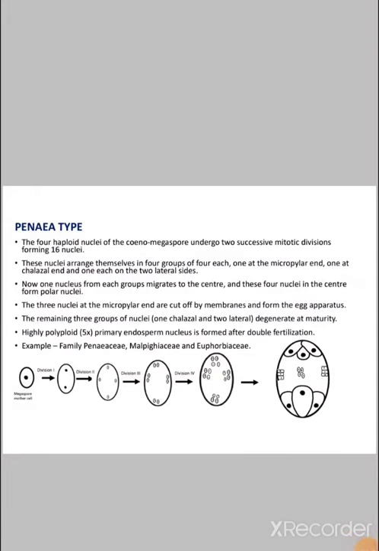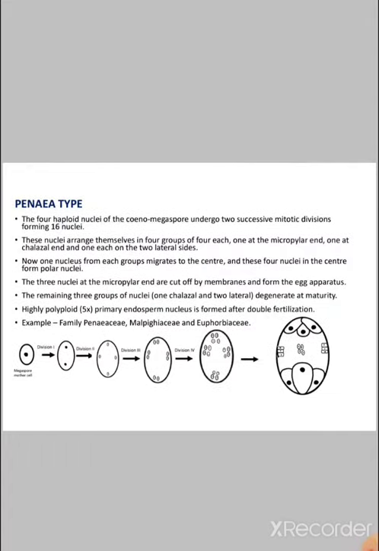Next type is the Penaea type. The 4 haploid nuclei of the coenomegaspore undergo 2 successive mitotic divisions, forming 16 nuclei. These nuclei arrange themselves in 4 groups of 4 each, one at the micropylar end, one at the chalazal end, and one each on the 2 lateral sides.